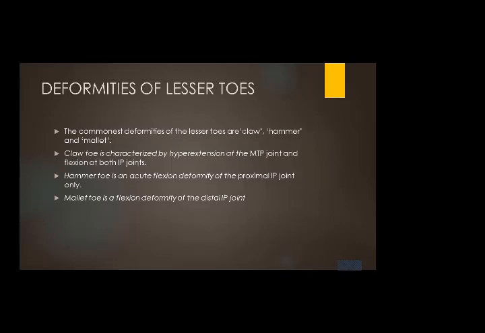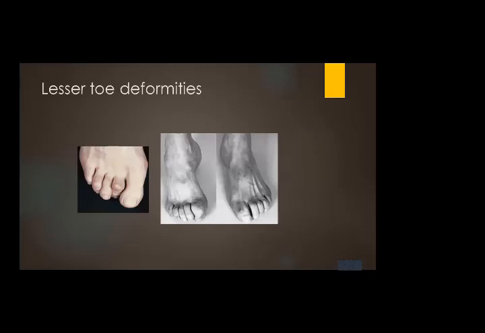Mallet toe is a flexion deformity of the distal interphalangeal joint. So there is a small difference between hammer and mallet toe. One is the proximal interphalangeal joint, while the other is the distal interphalangeal joint. You can see that this is a picture of claw toes, while this is a hammer toe.